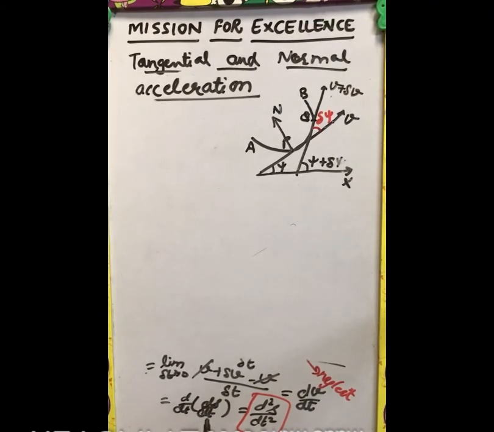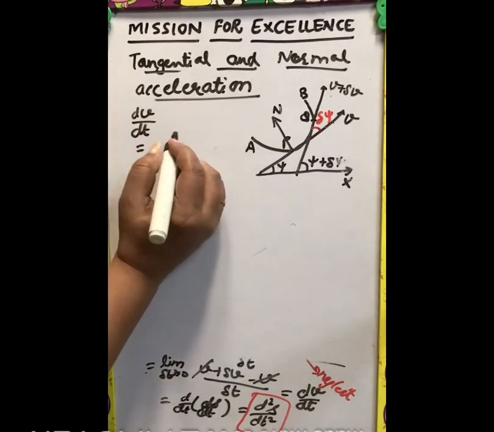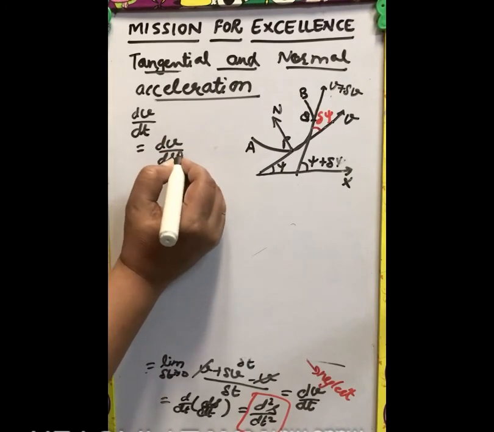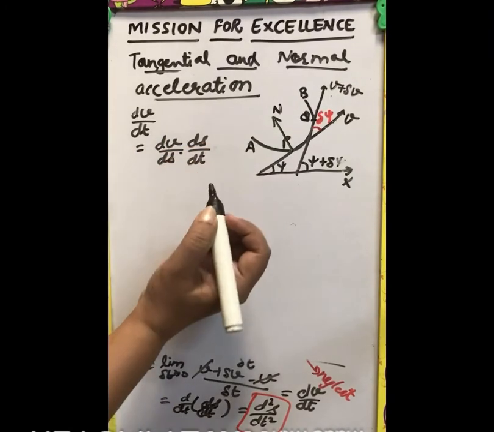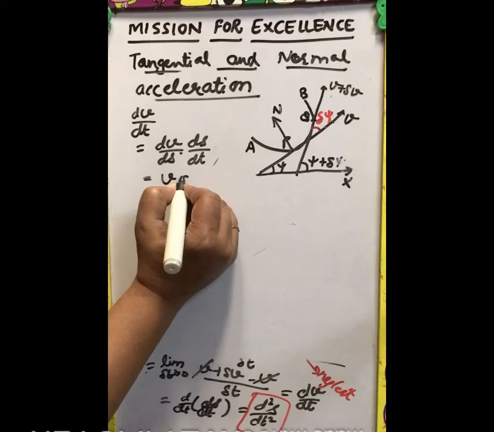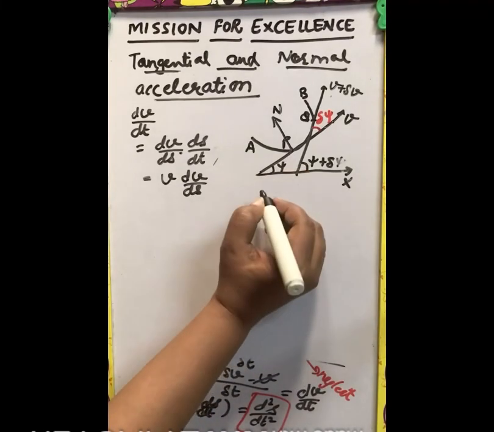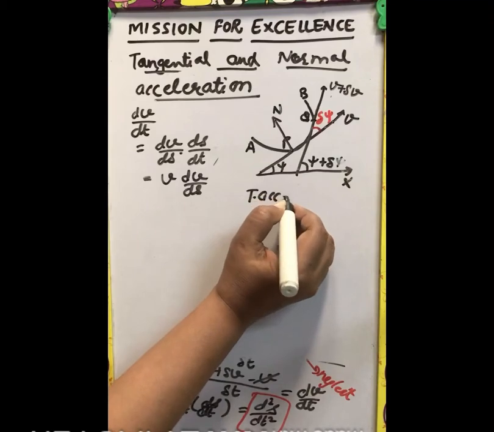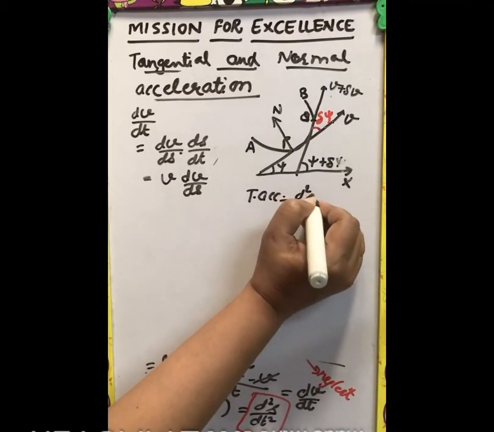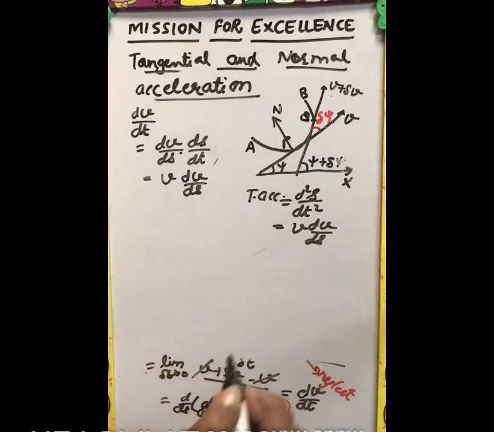From this also we have this tangential acceleration dv by dt as, if we multiply and divide by ds, then ds by dt is again v. So we get v dv by ds. So this is another expression. So we write the tangential acceleration as d2s by dt square, or we can say v dv by ds. So these two are expressions for tangential acceleration.